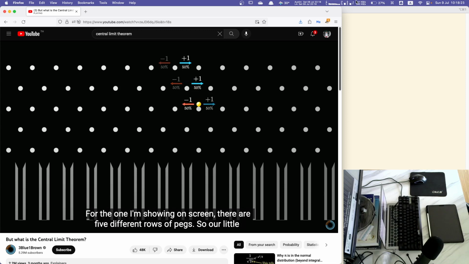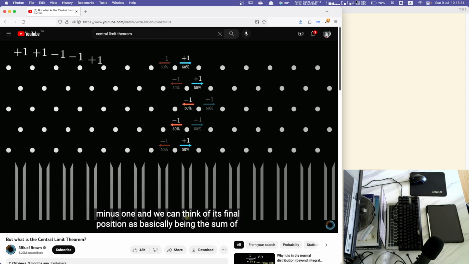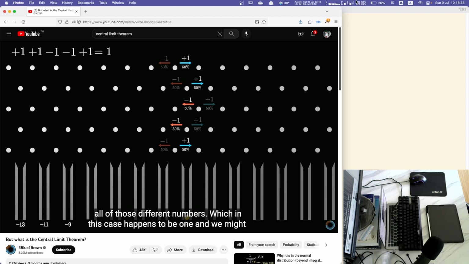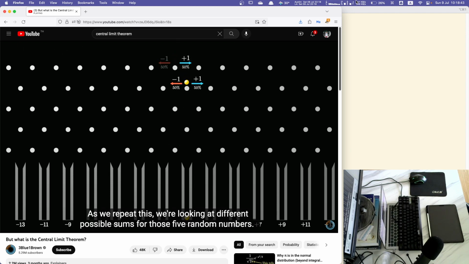For the one I'm showing on screen, there are 5 different rows of pegs, so our little hopping ball makes 5 different random choices between +1 and -1, and we can think of its final position as basically being the sum of all of those different numbers, which in this case happens to be 1, and we might label all of the different buckets with the sum that they represent. As we repeat this, we're looking at different possible sums for those 5 random numbers.